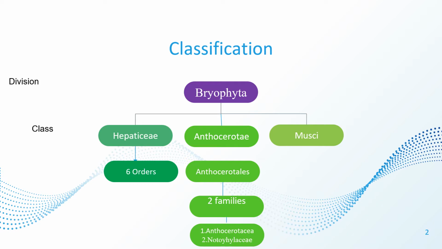Hepaticae with 6 orders. You have last year studied the type Riccia that belongs to class Hepaticae. So this year you have to study Anthocerotae. In that you have to study a type Anthoceros. So the second class is Anthocerotae, which comprises one order, Anthocerotales, and two families, Anthocerotaceae and Notothyladaceae. The third class is Musci, which includes moss, and you are going to study Funaria from this Musci.